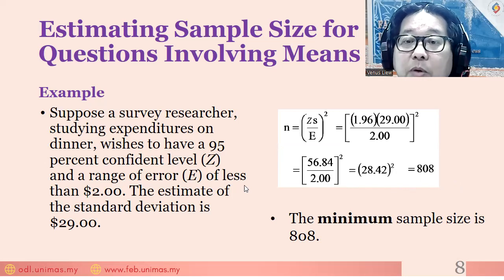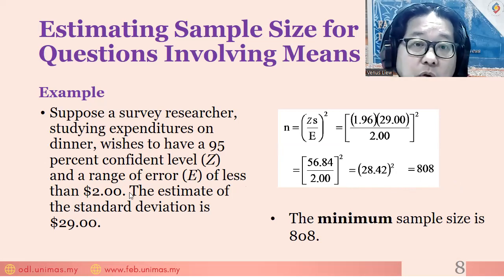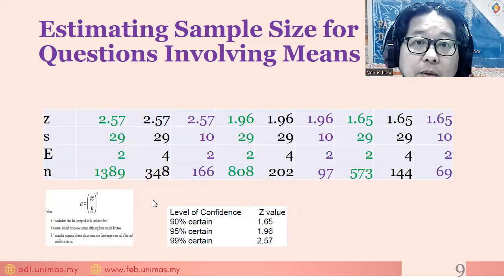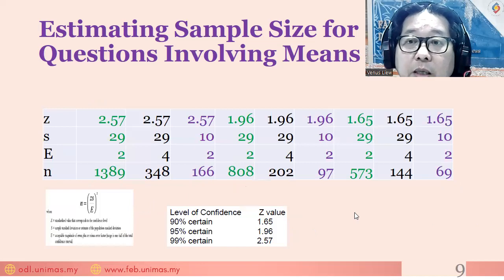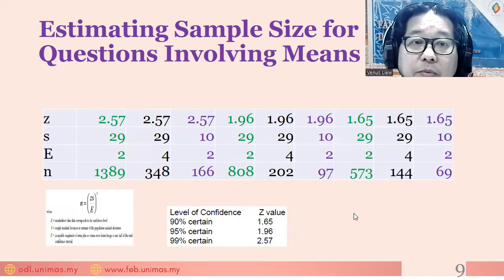So when we need a minimum of 808, when we distribute the questionnaire, for example, we will have to distribute much more than 808, so that the returned and completed version that is usable for us to do analysis is at least 808. Over here, it is a combination of different Z, S, and E to find the N.